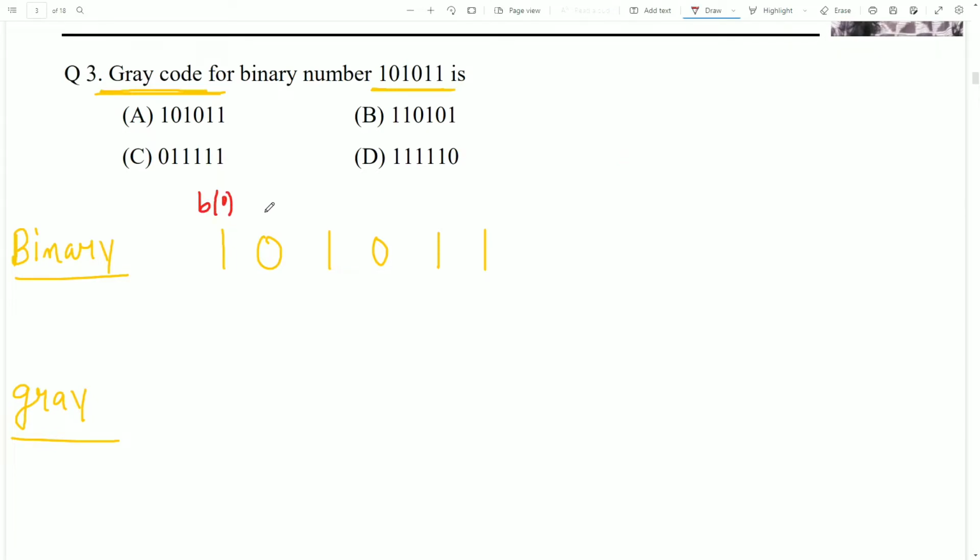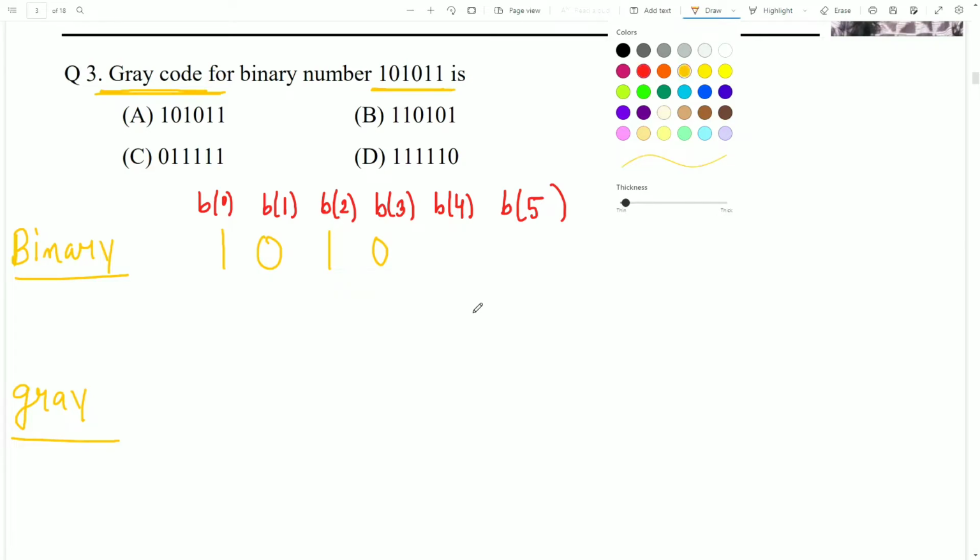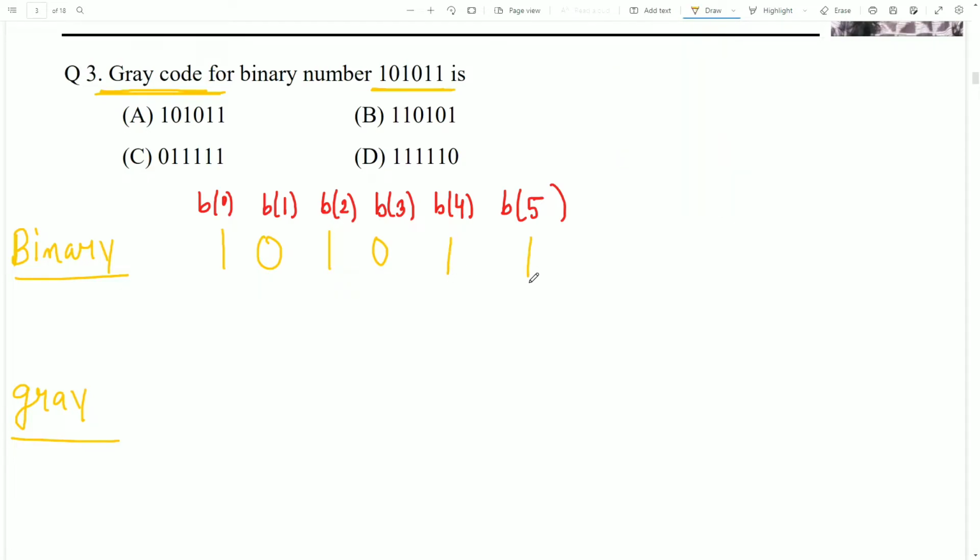Just to make your concepts more simple, I am doing this in a proper manner. Otherwise, you can follow simple short tricks once you are able to solve such questions. But for the initial level, I will suggest you that just go through the detailed process. Fine. So this is a given binary number, and you want to convert that number into a gray code.